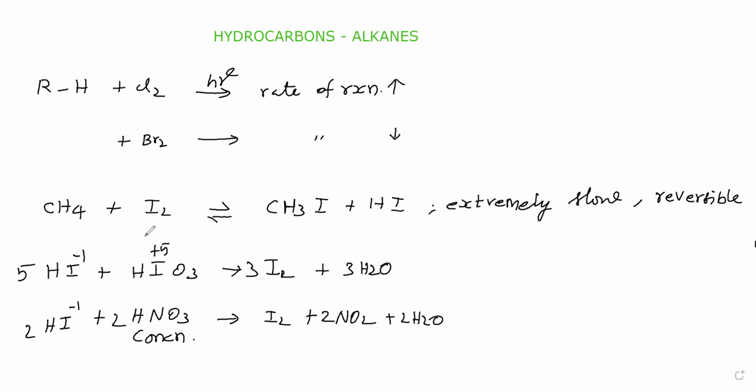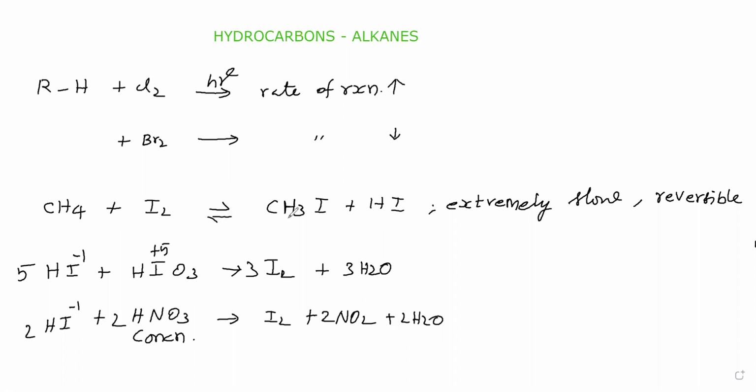So for iodination, we have to add iodine into the alkane as well as oxidizing agent. This oxidizing agent will convert this HI into I2. Therefore, forward will take place, backward will not take place.